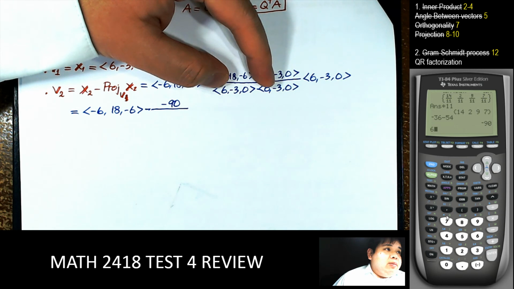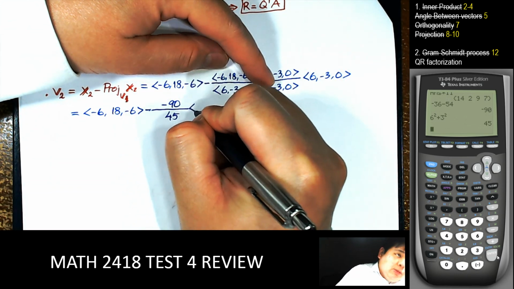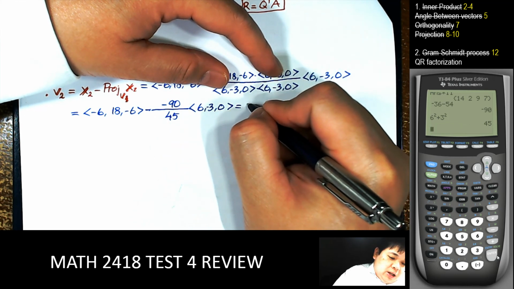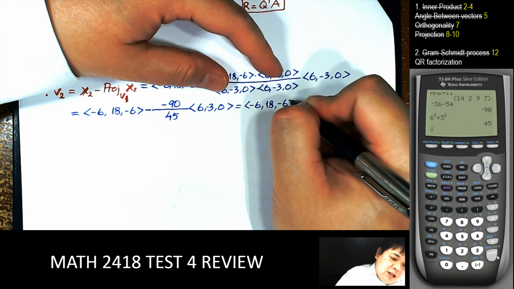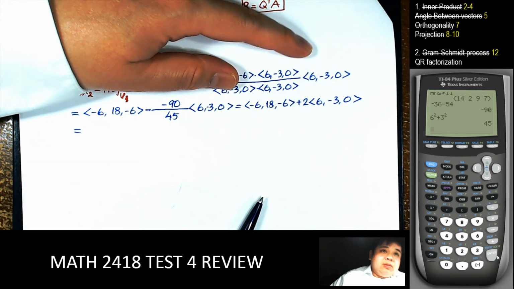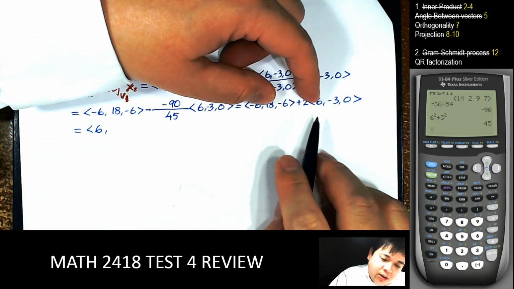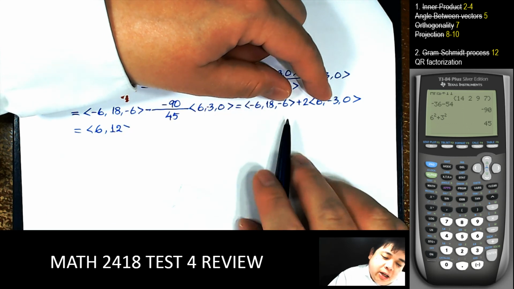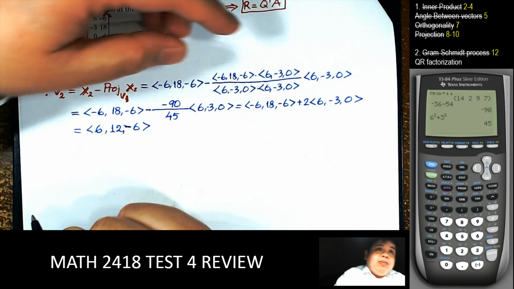Bottom, 6 squared, 3 squared, 45. 6, 3, negative 3, and 0. So, negative 6, 18, and negative 6, plus 2 times 6, negative 3, and 0. So negative 6 plus 12, so it will be 6. 18 minus 6 will be 12. Nope. Negative 6 plus 0, so it's still negative 6. So that's that.